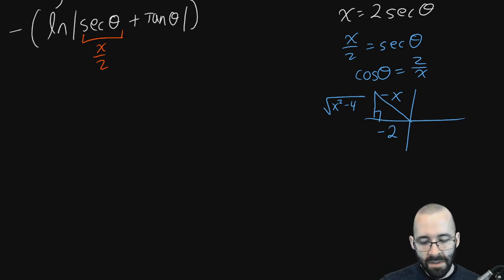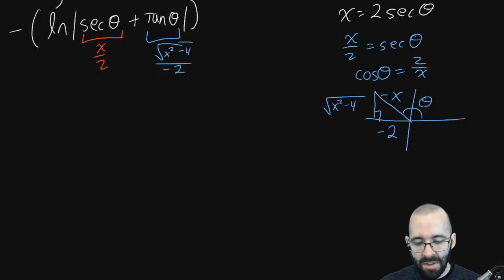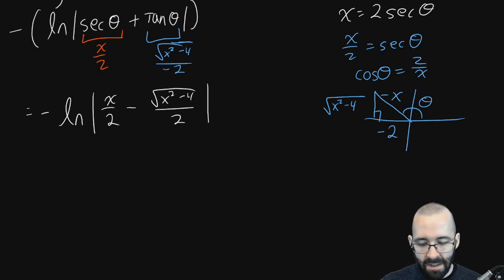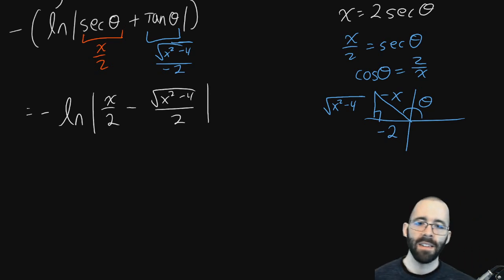We know tangent should be negative. So the tangent of that theta, looks like this, is opposite over adjacent. We know tangent should be negative in the second quadrant, and look, our answer is negative. That's good. I'm not sure whether this has to be a negative or not, but it doesn't turn out to matter here, so I'm not going to overthink it. We get negative natural log, the absolute value of x over 2 minus the square root of x squared minus 4 over 2. And that's our answer.